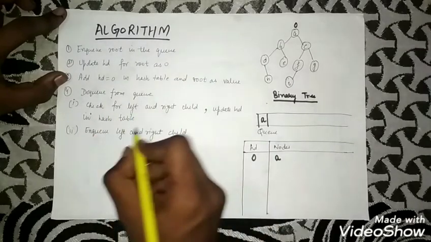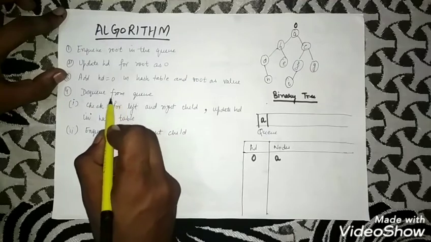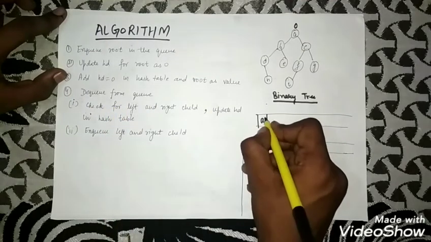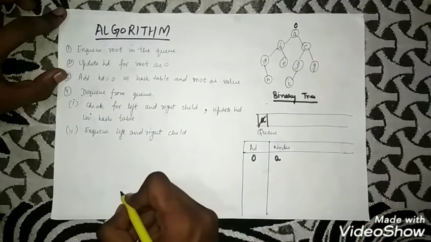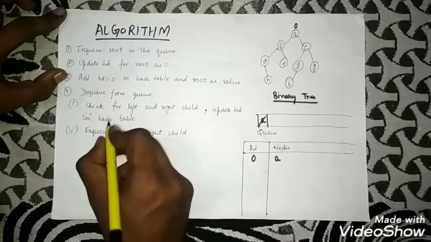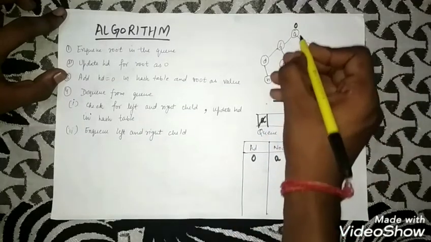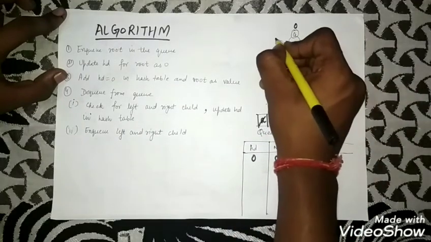Okay. Now we will run a loop. The first step is to remove the node from the queue. So I will remove this node A from the queue. Okay. Now we'll go inside the loop. Check for the left and the right child, update HD in the hash table. So the left child of A is B. So we'll update the horizontal distance for it, 0 minus 1, which is minus 1.